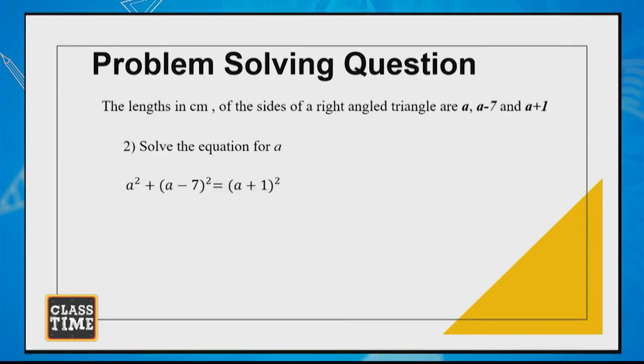All right. So here we have a few important and interesting things. We have A squared plus A subtract 7 all squared is equal to A plus 1 squared. Those squared things, I'm nervous. So if we did a little bit of an expansion of brackets, we would have gotten something that looks like this: A squared plus A squared subtract 14A plus 49 is equal to A squared plus 2A plus 1.